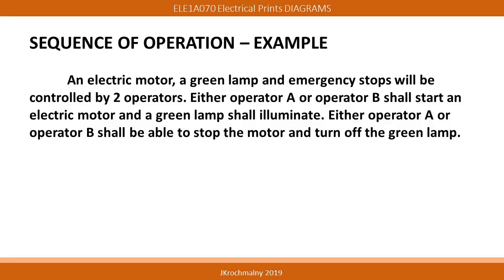Here is an example of a sequence of operation we can use to create our ladder diagram. An electric motor, a green lamp, and emergency stops will be controlled by 2 operators. Either operator A or operator B shall start an electric motor and a green lamp shall illuminate. Either operator A or operator B shall be able to stop the motor and turn off the green lamp.